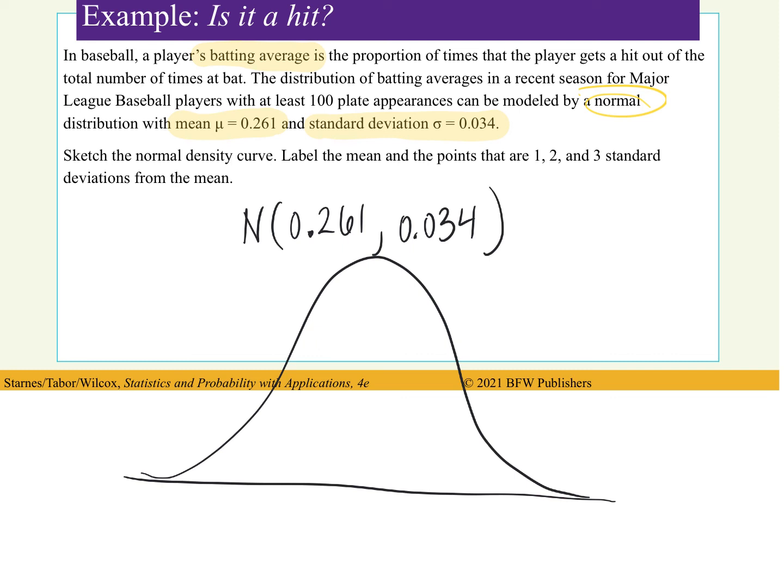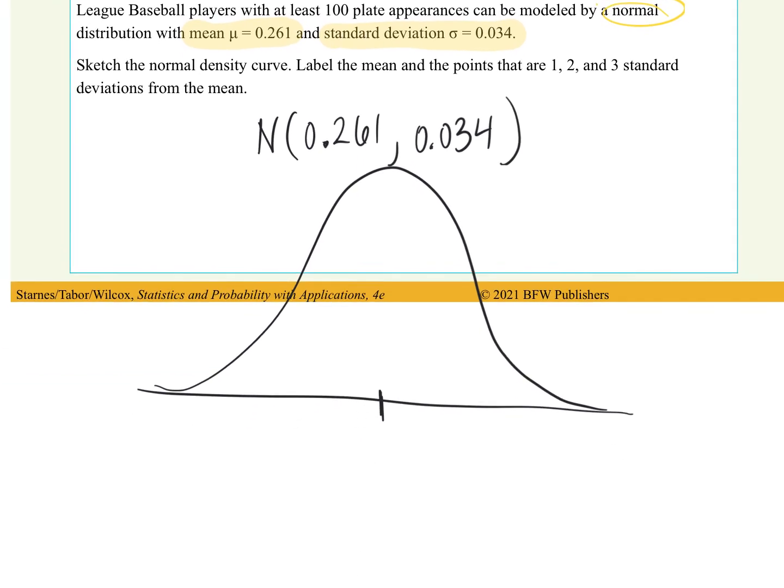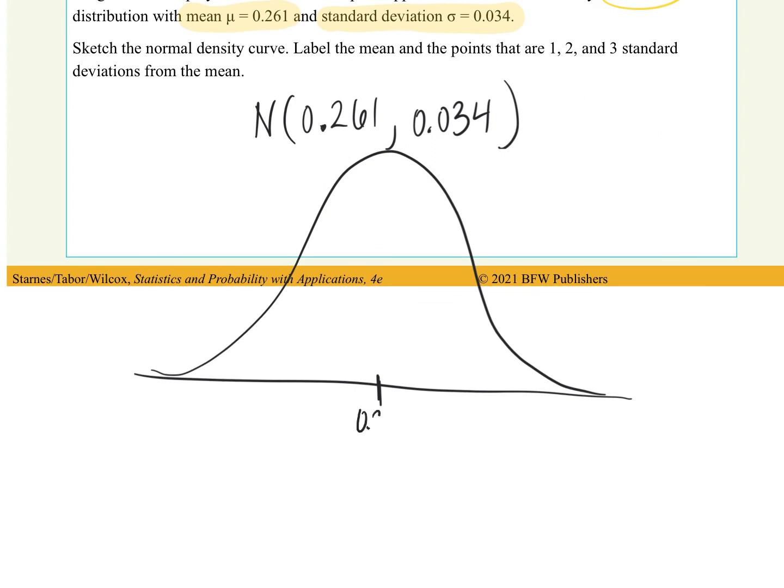All right, you guys ready? Yes, ma'am. In the very middle of our distribution is our mean, 0.261. Mean goes in the middle. If you're not following along on this part, you're going to want to skip what you're copying down and follow along on this part. Okay?